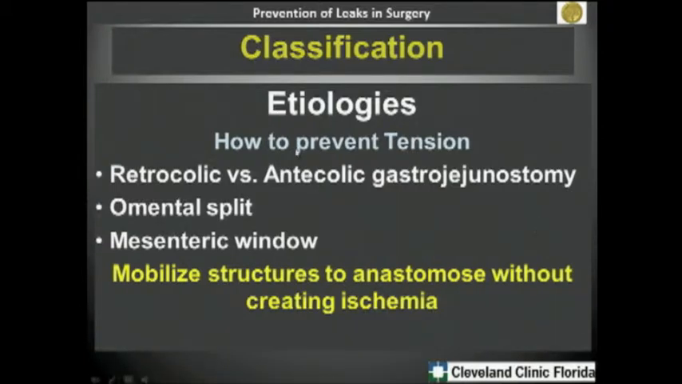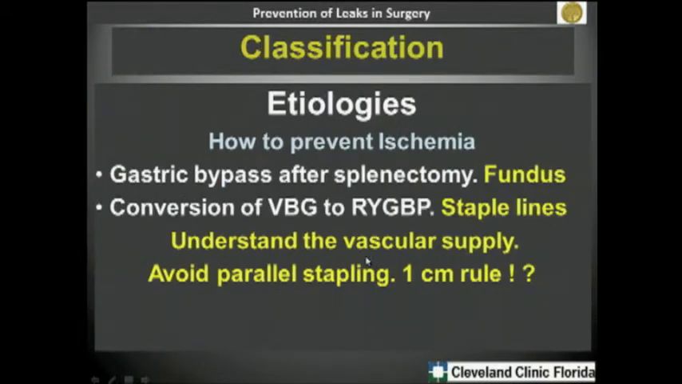However, the most important message here is that you've got to mobilize all the structures when you're going to anastomose, but make sure you don't create ischemia. It's not only about the tension, but if you're going to devascularize that loop of bowel, you're going to find yourself in trouble. Can we prevent ischemia?